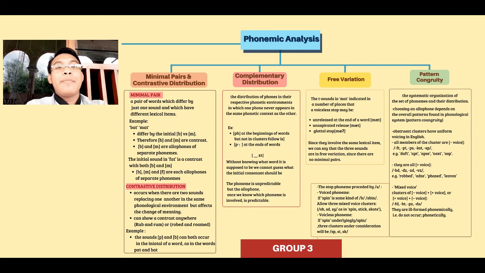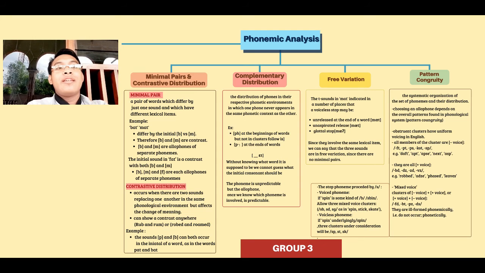The last is mixed voicing clusters of voiceless followed by voiced or voiced followed by voiceless, as in the words that are followed by FT, PT, PZ, and TS. They are ill-formed phonemically, or in other words, don't occur phonetically.